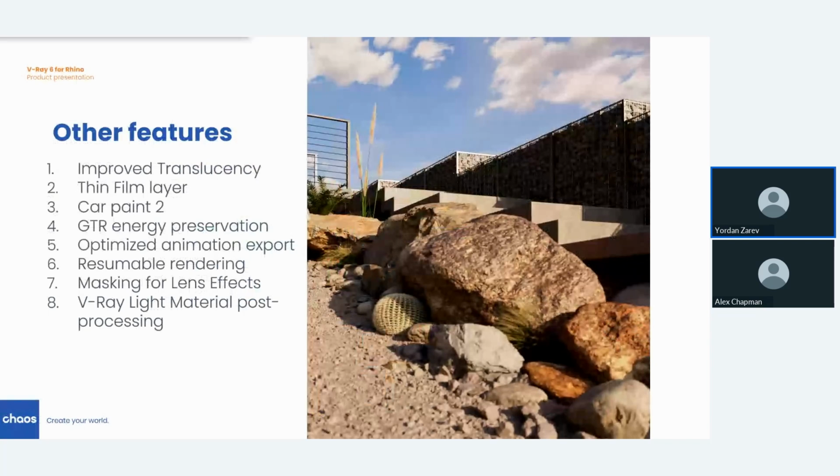A few other improvements that we've added are improved translucency, thin film layer. We've added the car paint shaders. We've improved the GTR energy preservation. So if you have a material that is very rough, so the glossiness is very low, you will get an accurate representation of its color. We've optimized animation exports, resumable rendering. We've added masking for lens effects. And now using light mix, you can actually control V-Ray light materials on top of the V-Ray light objects.